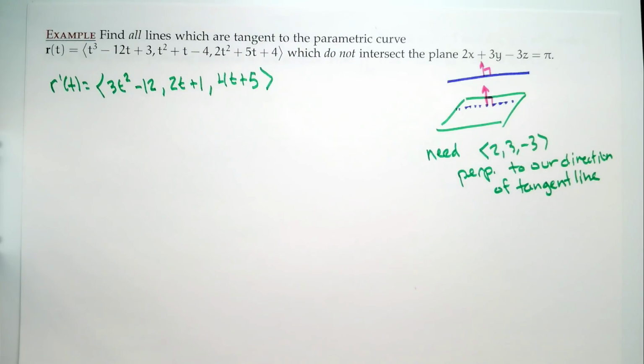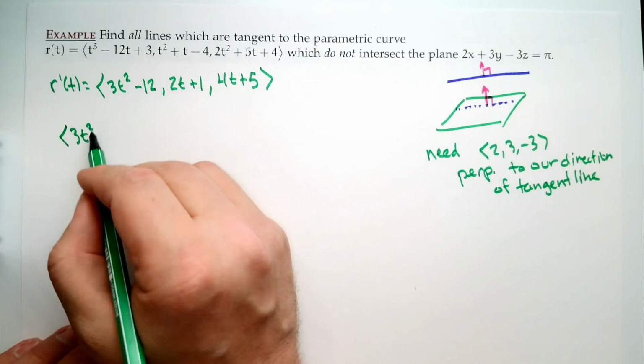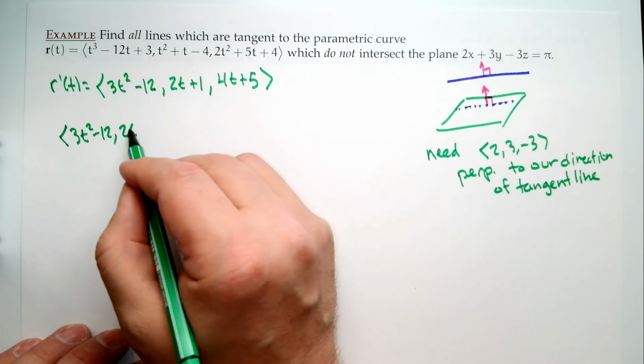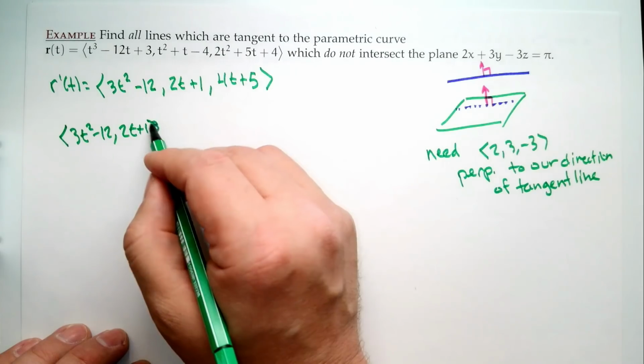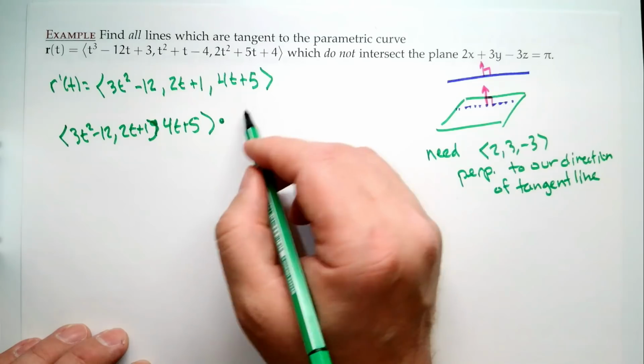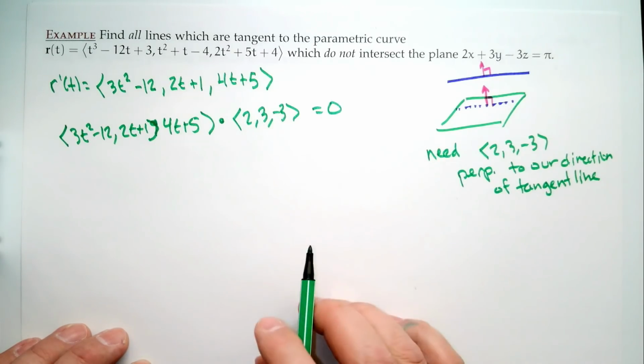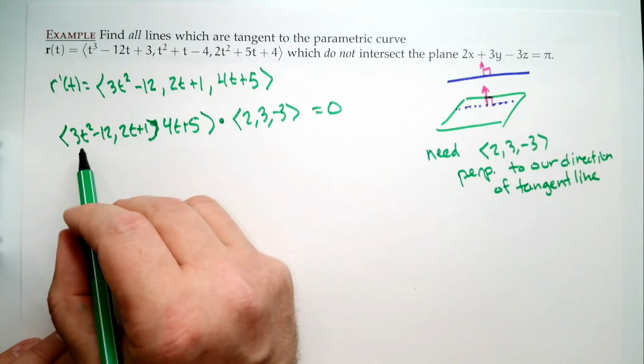And now what we need is to make sure our direction is perpendicular. So how do we know if two things are perpendicular? What's the test? Dot product. So we need to make sure (3t squared minus 12, 2t plus 1, 4t plus 5) dot (2, 3, negative 3) is 0. So let's see where that takes us.